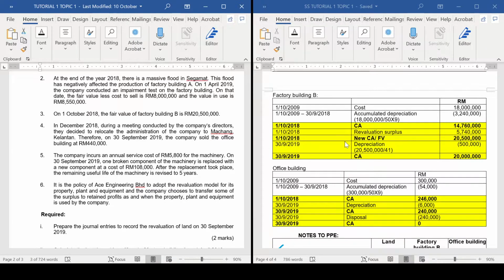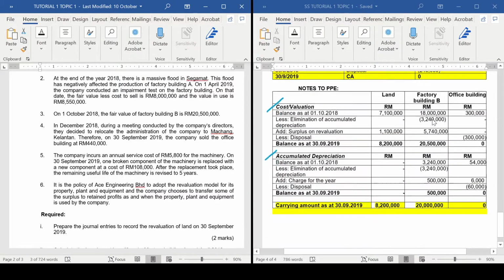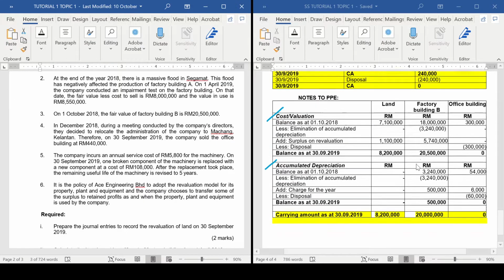But when they first open the account, they carry the previous cost, which is 18 million, minus the accumulated depreciation of 3.24 million. These two will become the opening balance. So 18 million will be the opening balance for cost of factory building B, and then the accumulated depreciation of 3.24 million will become the opening balance for the accumulated depreciation of factory building B. And then what happened?